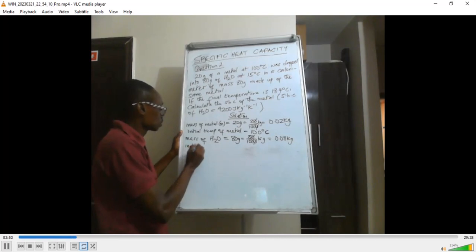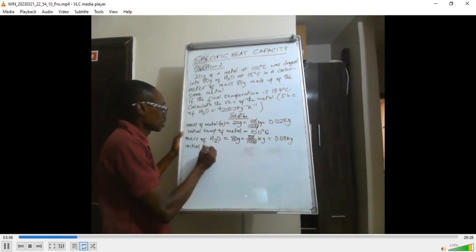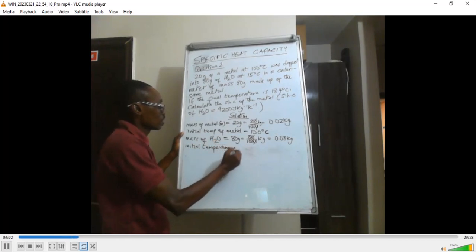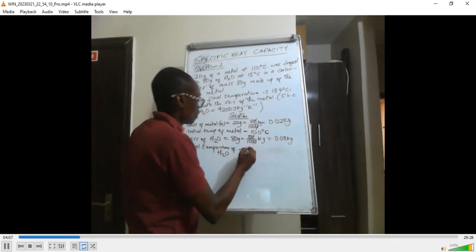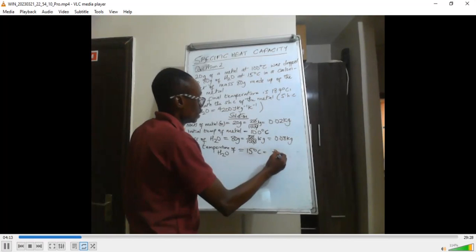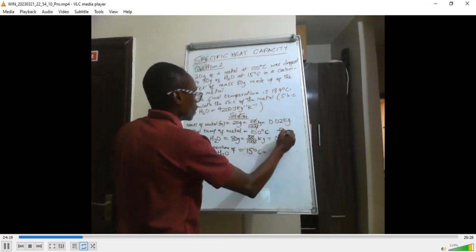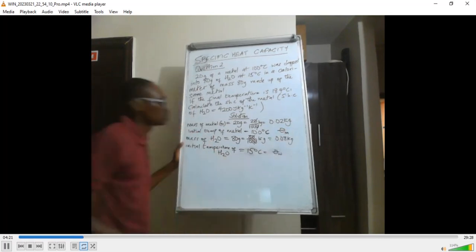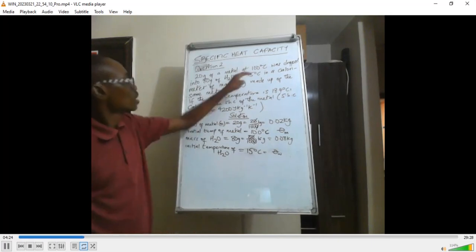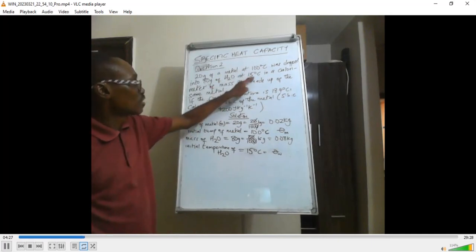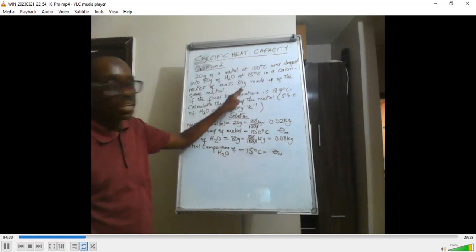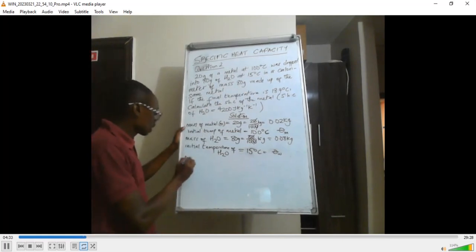Initial temperature of water equals 15 degrees Celsius. Let's give this as theta W. Initial temperature of metal, let's call that theta m. Okay, so 80 grams of water at 15 degrees Celsius in the calorimeter of mass 80 gram. Mass of calorimeter.